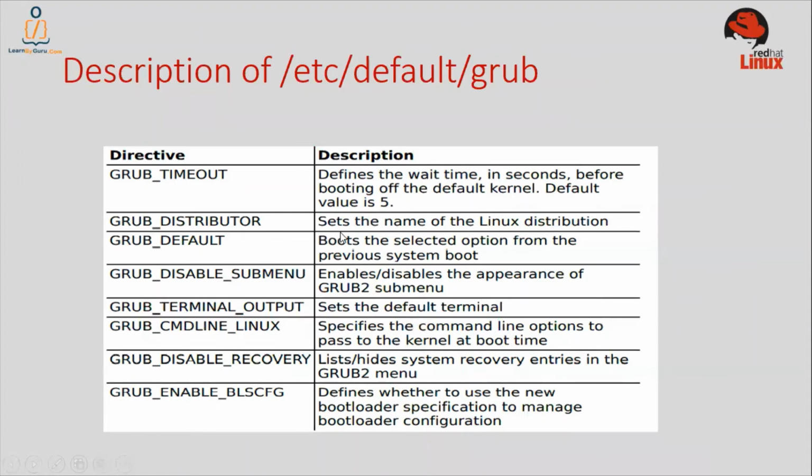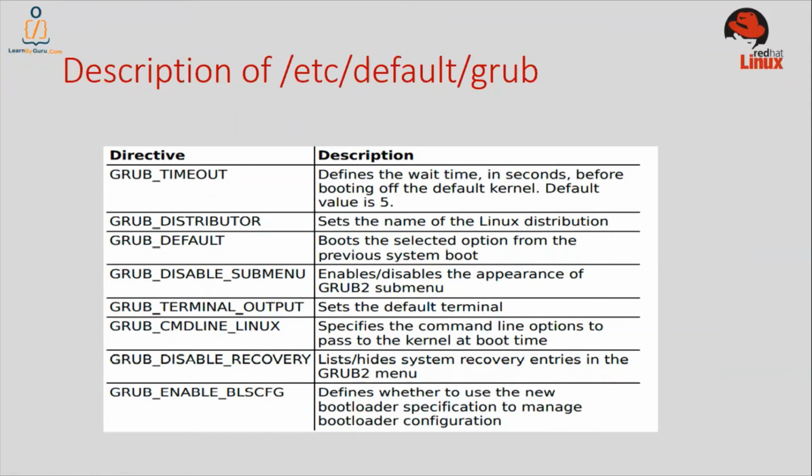Then comes GRUB_DISTRIBUTOR, which sets the name of the distribution. Then GRUB_DEFAULT boots the selected option from the previous system boot. GRUB_DISABLE_SUBMENU enables or disables the appearance of the GRUB submenu. GRUB_TERMINAL_OUTPUT is the default terminal, usually console, and GRUB_CMDLINE_LINUX specifies command line options passed to the kernel at boot time. GRUB_DISABLE_RECOVERY hides system recovery entries in the GRUB menu, and GRUB_ENABLE_BLSCFG defines whether to use the new bootloader specification to manage configuration.